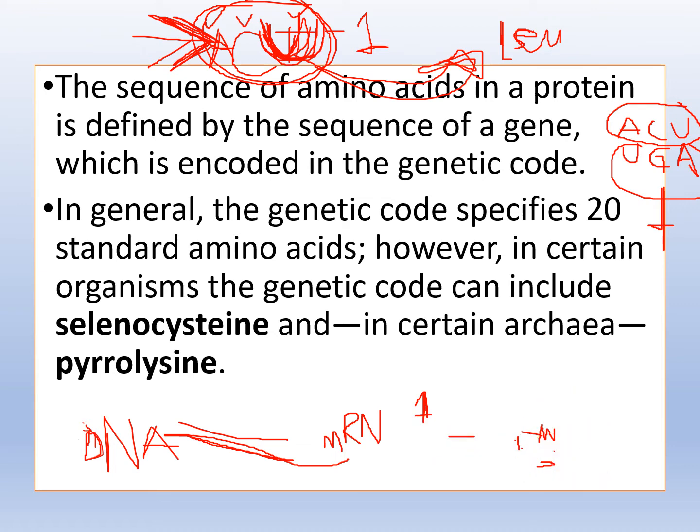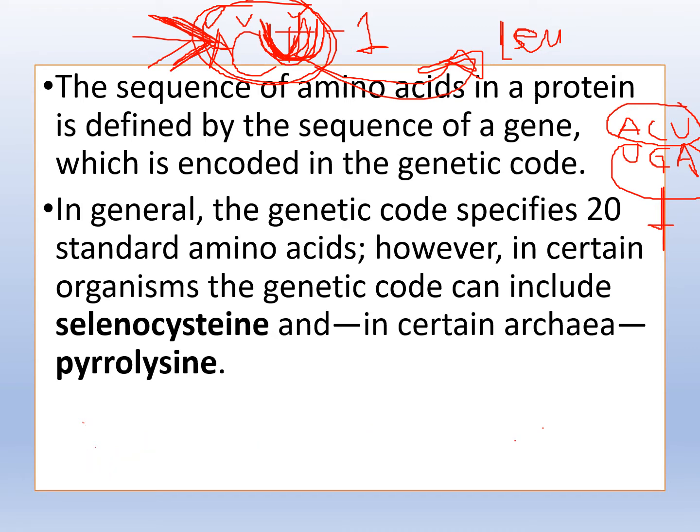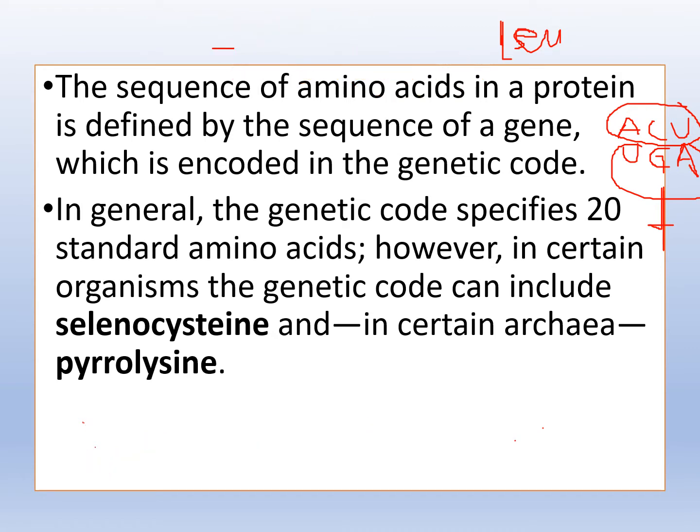I just showed you how, the meaning of the first part here of the discussion, or meaning sa first bullet. The sequence of amino acids, again, in a protein is defined by the sequence of a gene, which is encoded in the genetic code. So I just showed you how is that being possible.